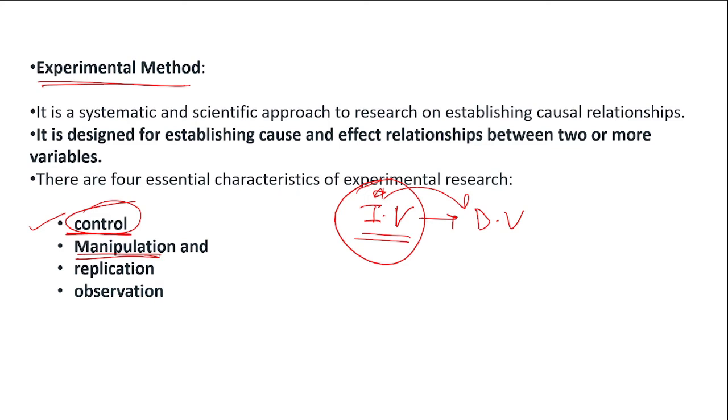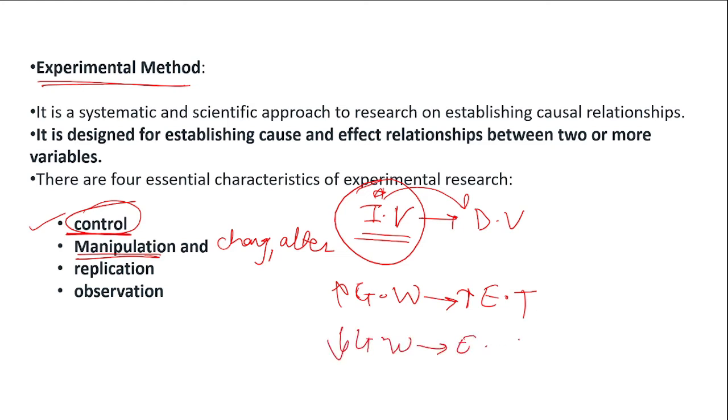Next is manipulation. Manipulation describes the process by which the researcher purposefully changes, alters or influences the independent variable. The word itself means changes, so the researcher can make changes in the independent variable. In the previous question we saw the example of global warming. When we increase the global warming, earth temperature also increases. When we decrease the global warming, earth temperature decreases. So we manipulated the independent variable, global warming.